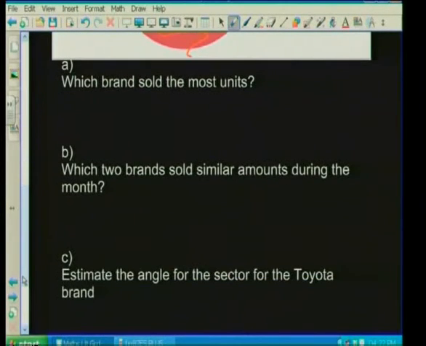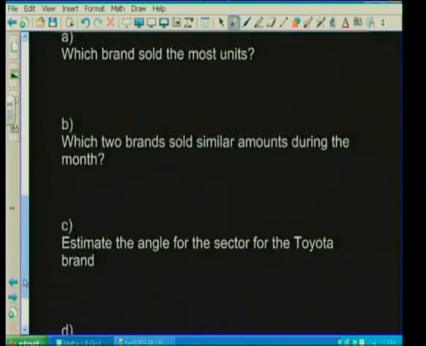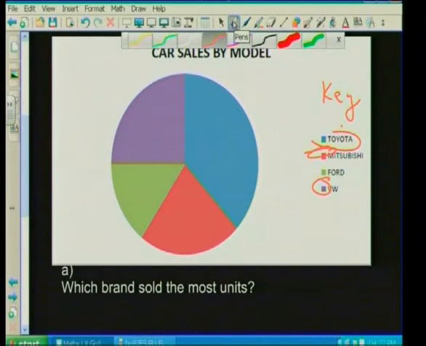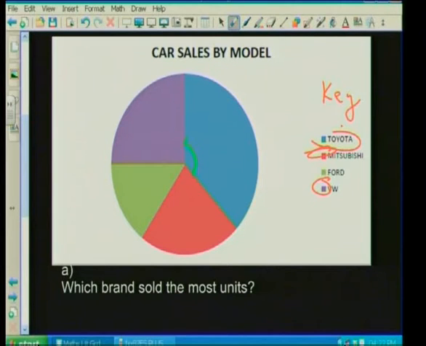Next one. Estimate the angle for the sector of the Toyota brand. And that is important, okay? We have got to say how big. Let's get rid of all this, and I'm going to use a different color altogether. Let's go with our green. How big is this angle from there all the way down to there? So from that point to that point here. How big is that angle?